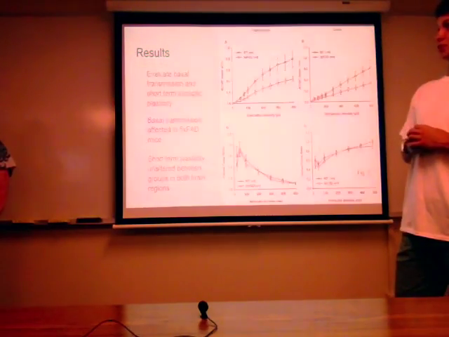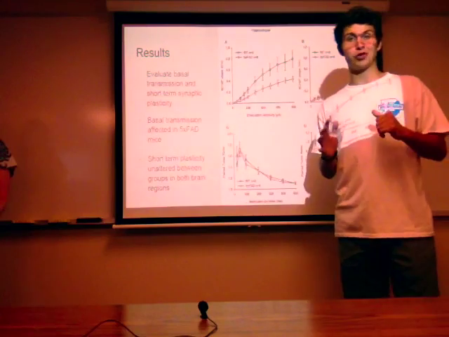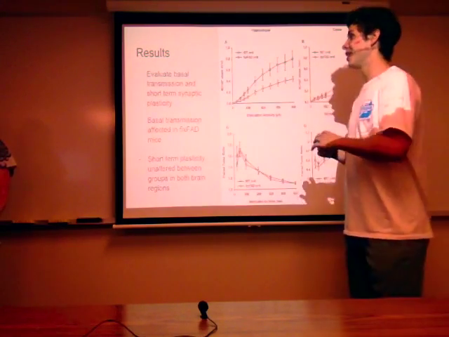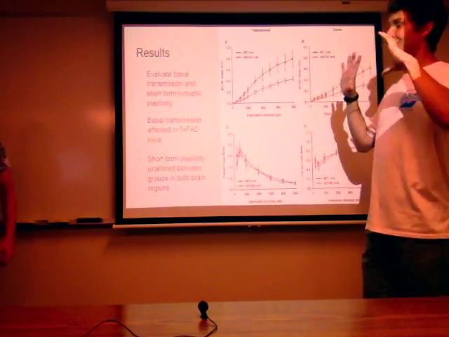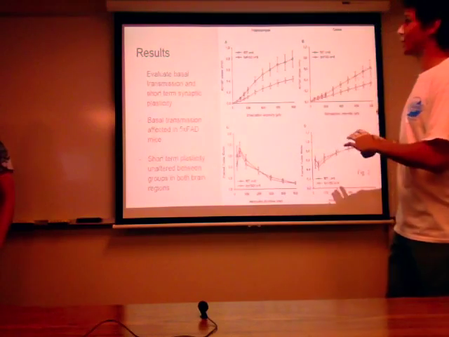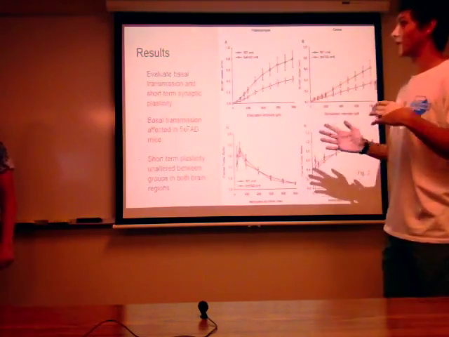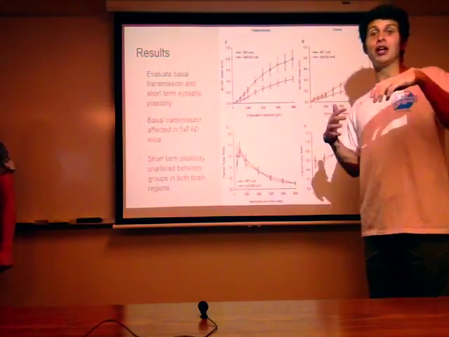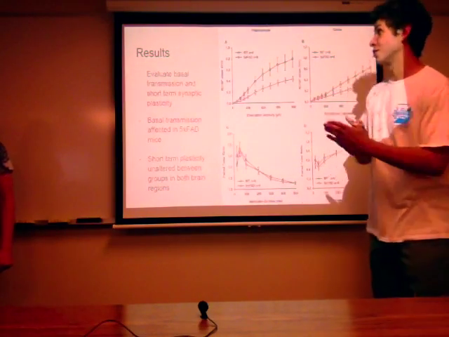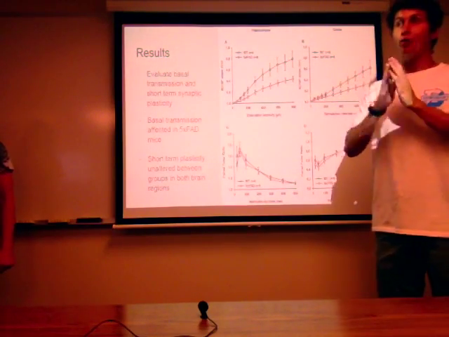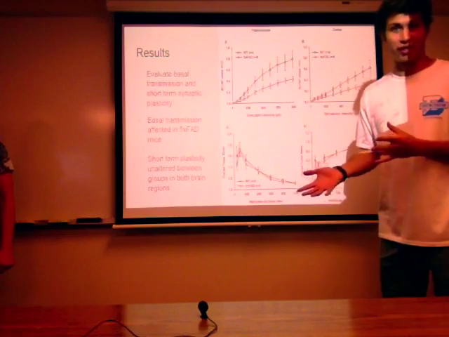Moving into our second part of the results. So now we're going to look at basal transmission and short-term plasticity. The first thing I want you to note is that when we look at basal transmission, we're going to be looking at fEPSPs, which is field excitatory postsynaptic potentiation. So basically, how strongly is the connection going through these synapses?